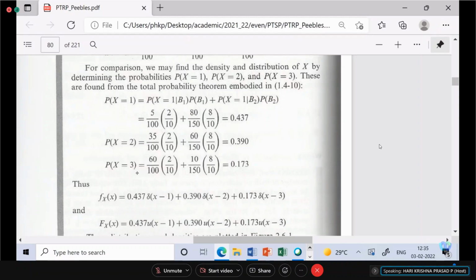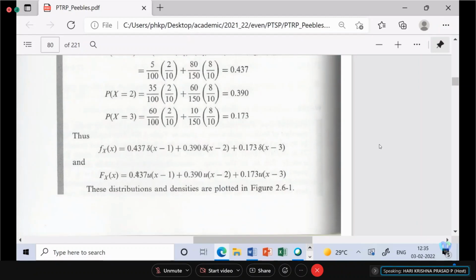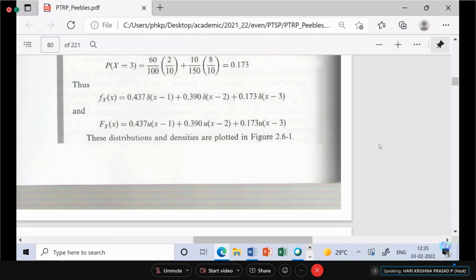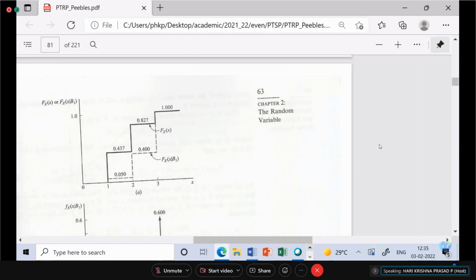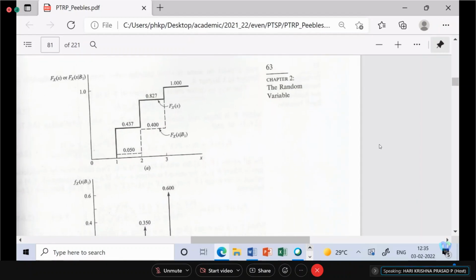0.437 coming from p of x equal to 1, 0.39 coming from p of x equal to 2, 0.173 coming from x equal to 3. Once the density function fx of x is available, the corresponding distribution function is given over here. They are plotted in this figure. Is it okay? Any questions still now?